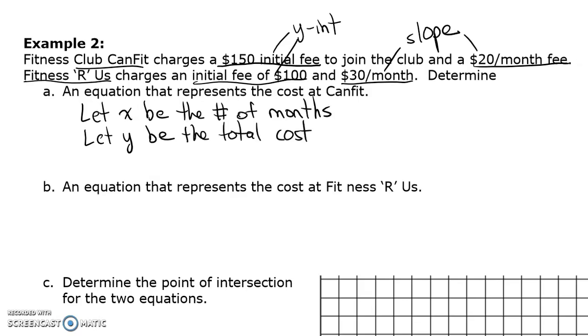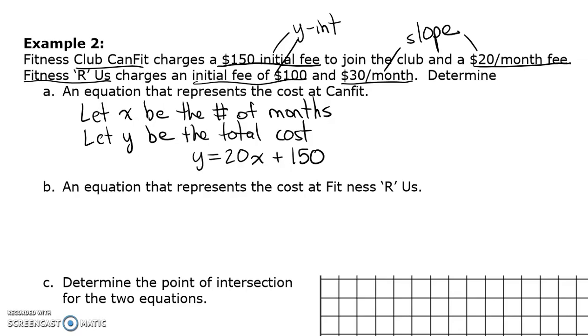This is a very important step that a lot of people overlook. And so what you should have is that x is the number of months, or you could say let x represent the number of months, and let y represent the total cost. So for CanFit, which is that first club, they had an initial fee of $150 and a $20 per month fee. So the equation there is the cost is equal to $20 per month, so $20 times x, the number of months, plus the $150 initial fee.